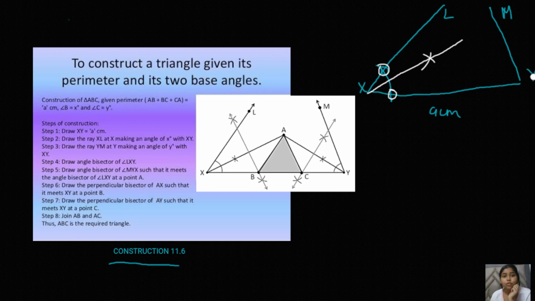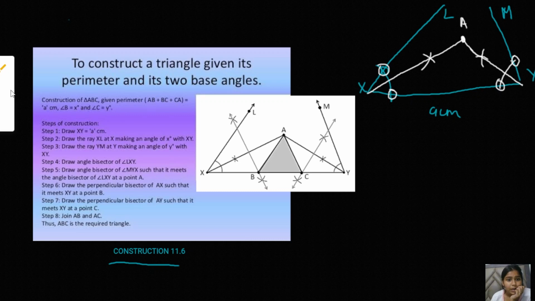Similarly, you have to draw the angle bisector of MYX. Put the pointer at this point and make an arc like this. Now put the pointer at this point, make the arc like this, and then join both of them. Okay, so there will be a point where these two will meet. We will call it A.